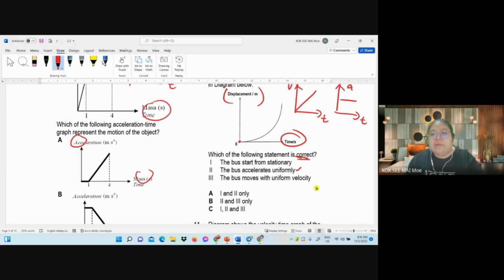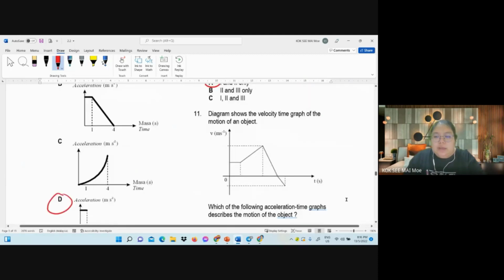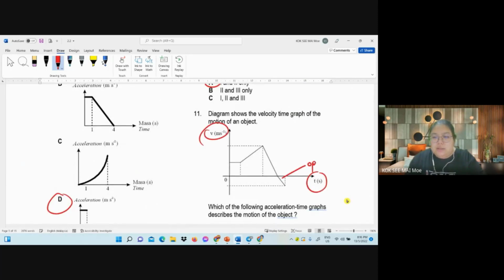Okay, the bar moves with uniform velocity, wrong. Velocity is increasing, not uniform. Okay, so the answer is number 1 and number 2 correct. Okay, 11. VT graph. Opposite. Okay, slow down.